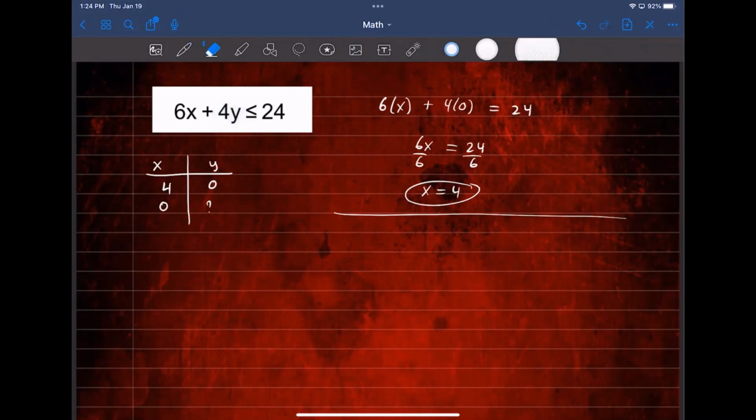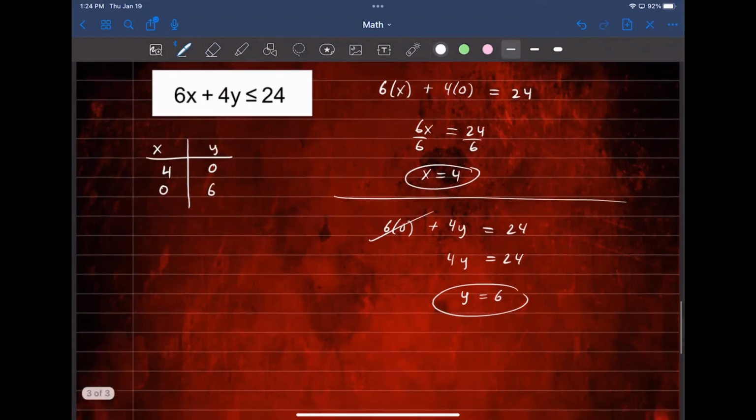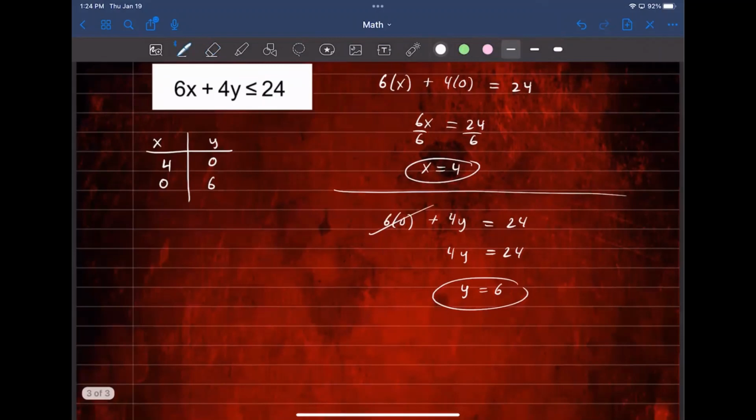Similarly, we can find the y-intercept by setting x equal to 0. So now our x is equal to 0. So that'll be 6 times 0 plus 4y is equal to 24. Well, this is 0. So this is 4y is equal to 24. Divide both sides by 4. y is equal to 6. So there you have the next intercept. This is going to be 0, 6. And once you plot them on your plane, you will have the boundary line by connecting them.